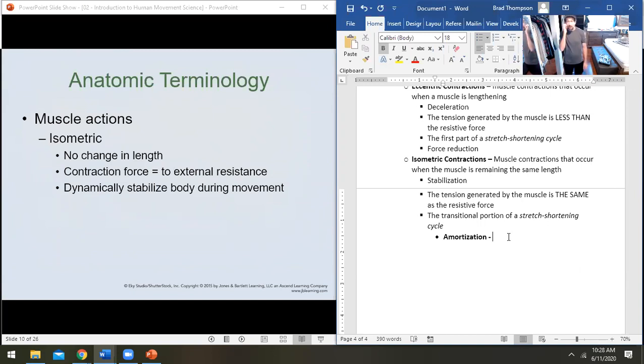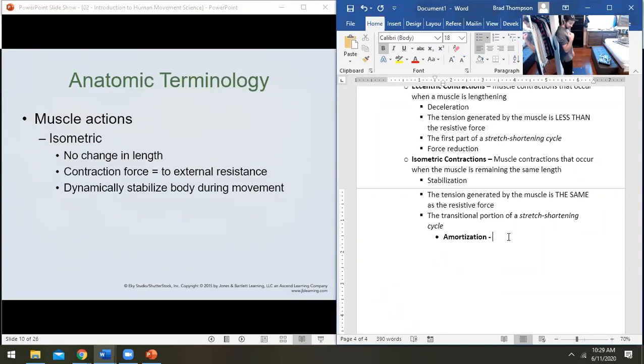It's the transition between moving from eccentric to concentric. Amortization, by the way, is a term that any of my people in here who've ever done investments or finance will know. You know how they say you've got to spend money to make money? Well, the time in between, that's your amortization. It's the time where I'm losing money, and then I've transitioned and I'm making money. That's amortization. It's the transitional period.